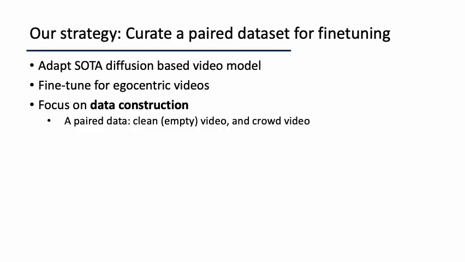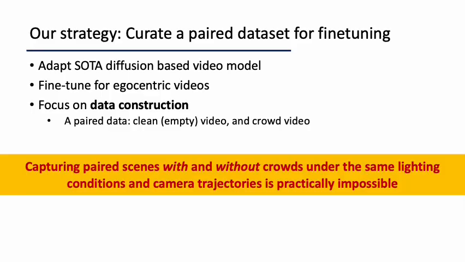Based on this hypothesis, our approach is to adapt an existing state-of-the-art diffusion-based video inpainting model, which is Casper, and fine-tune it to better handle egocentric walking tour videos. Instead of redesigning the architecture, we focus on constructing a rich supervised dataset that captures realistic occlusions and motion patterns in egocentric settings. Here, fine-tuning requires paired videos of the same scene with and without crowds, which is practically impossible under exact same lighting, camera motion, and environmental conditions.